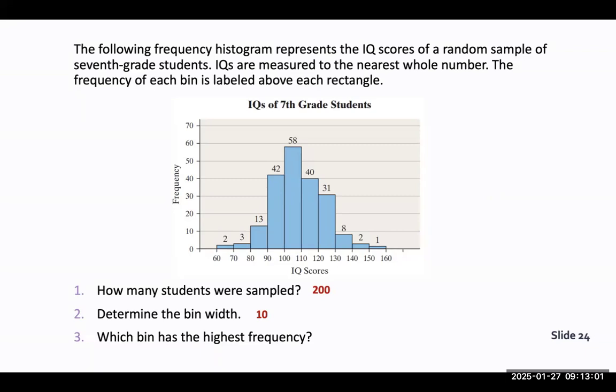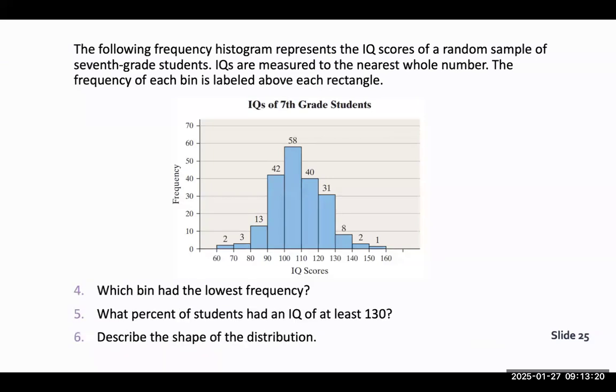Which bin had the highest frequency? So the bin with IQ scores between 100 and 110 has the highest frequency. That means that those are the numbers that are most common. It's the highest, most prominent bar. Which bin had the lowest frequency? Well, that's 150 to 160.